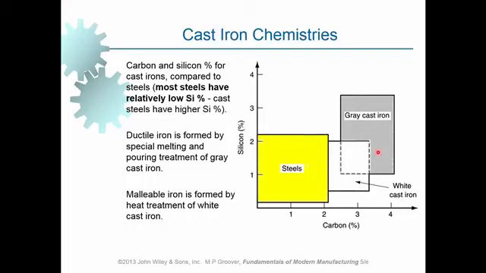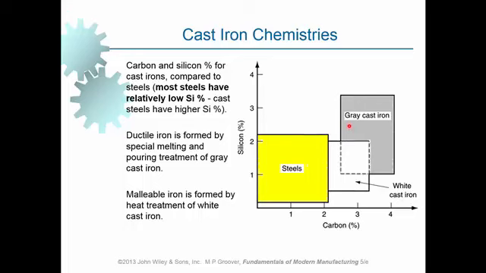And then there are some other types of cast irons that can be produced from these two. For example, ductile cast iron.